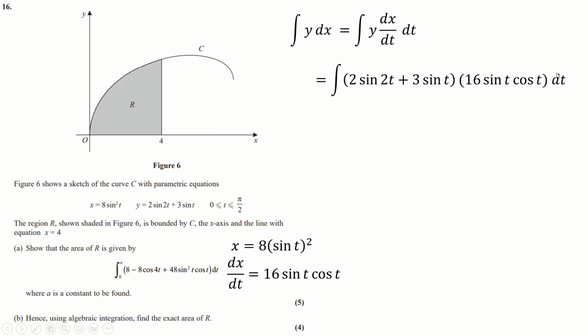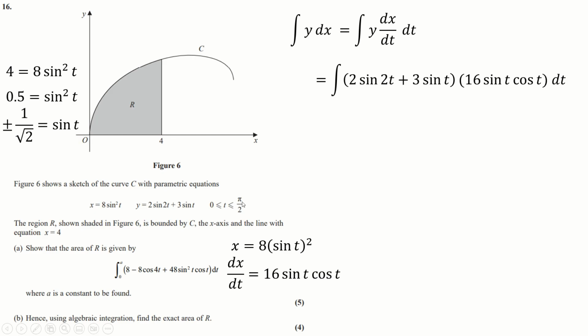And now I can just integrate something with t's in it with respect to t, which is great. The other thing I need to change, though, is I do need to do the limits. So when x is 4, just put 4 into here. When x is 4, divide by 8, we get this. Square root to get this. And now we're only looking between 0 and pi over 2.